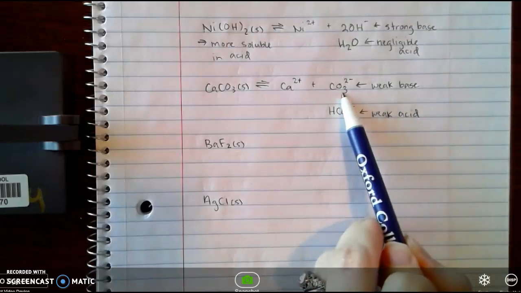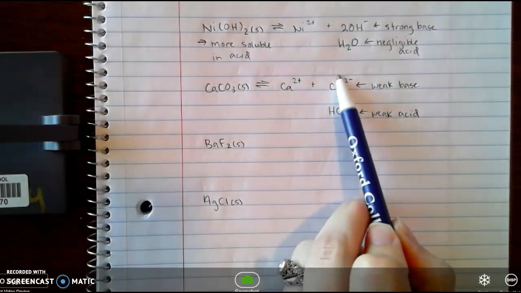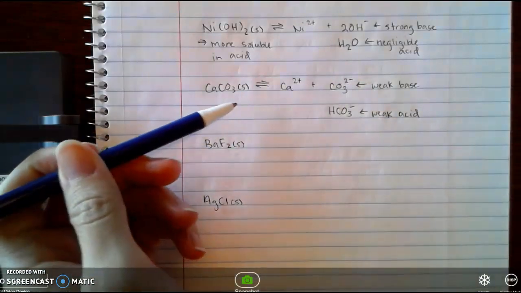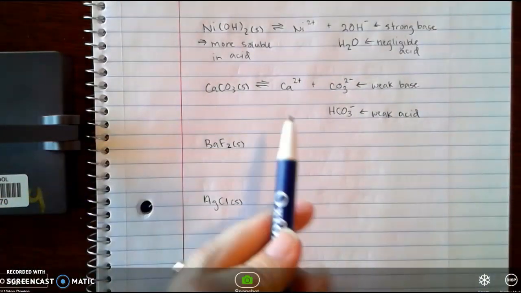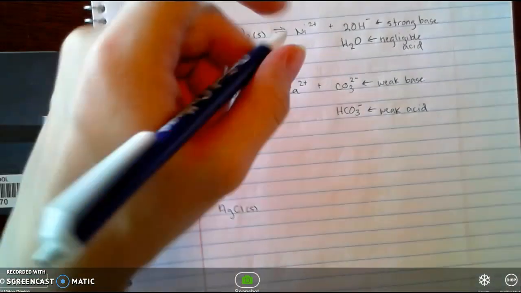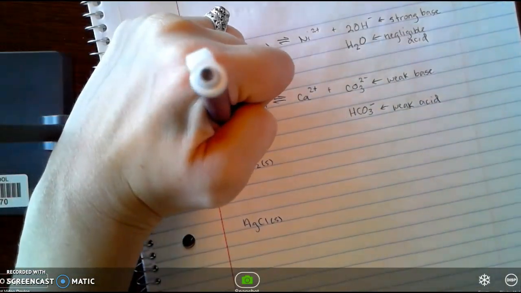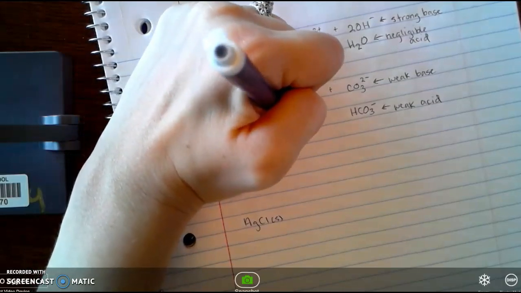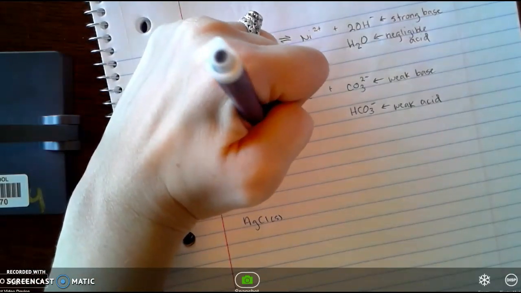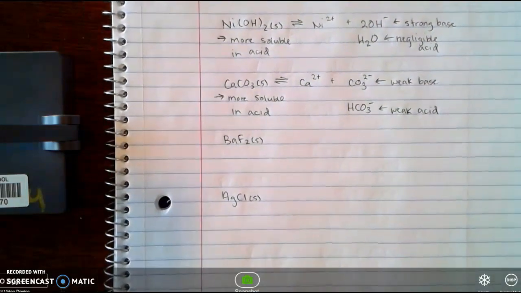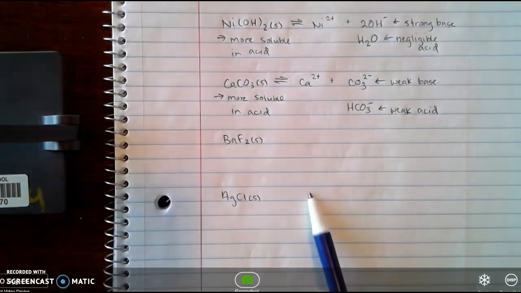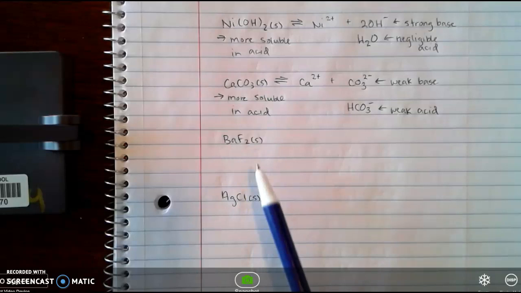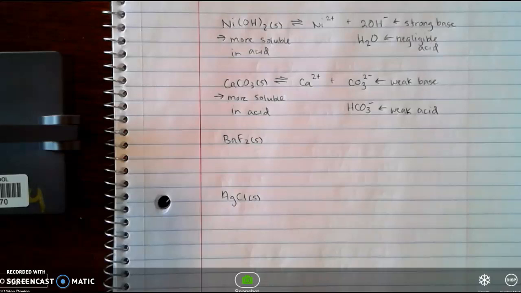And if this is a weak base, that means that it can react with acid, push that equilibrium towards products, and dissolve more of the calcium carbonate. So this one is also going to be more soluble in acid. Okay, so following the same set of rules, I want you to pause the video and see if you can figure out if barium fluoride and silver chloride are going to be more soluble in acid. And once you think you've got answers, go ahead and continue the video.